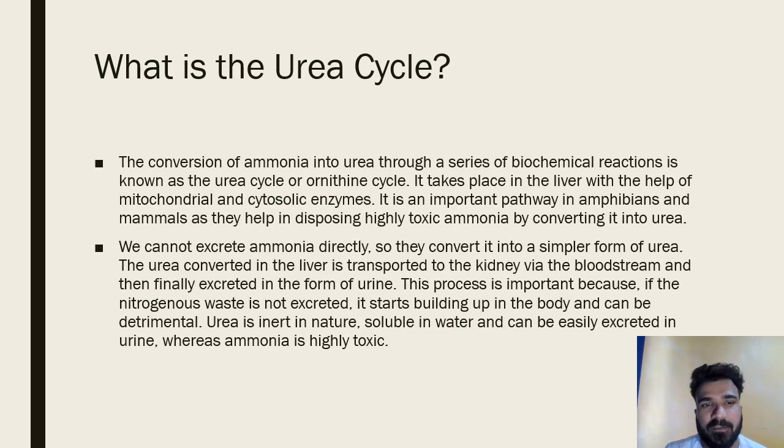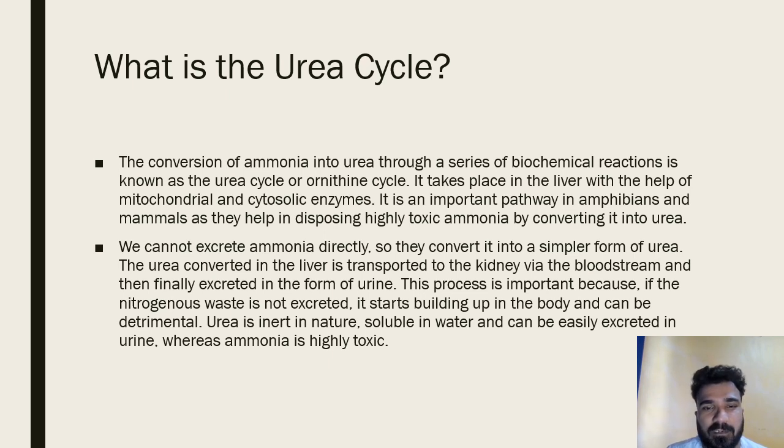So, what is the urea cycle? The conversion of ammonia into urea through a series of biochemical reactions is known as the urea cycle or ornithine cycle. It takes place in the liver with the help of mitochondrial and cytosolic enzymes. It is an important pathway in amphibians and mammals, as it helps in disposing of highly toxic ammonia by converting it into urea. We cannot excrete ammonia directly, so it is converted into the simpler form of urea.